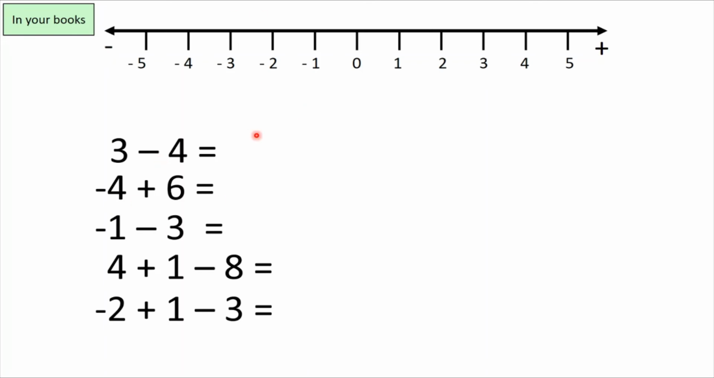Hopefully you've had a go. The answer over here would be minus 1 or negative 1. We've got 3, we take away 4, we'd get there. Negative 4 add 6, well, you move forward 6, will get us to 2. Negative 1 take away 3, so you start at negative 1 and you take away 3. If you're taking away, you're going back. 1, 2, 3 will get us to negative 4. 4 add 1 take away 8 would get us all the way to negative 3, and then the final one will get us to negative 4.